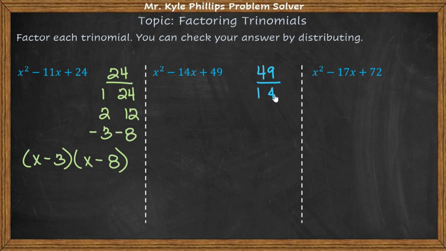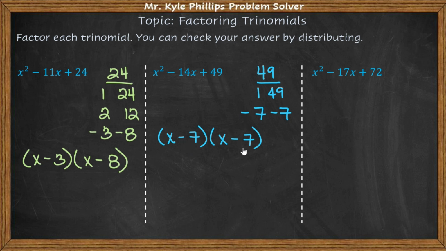1 and 49. Can I combine this in any way to get 14? No, not really. All right, so the next multiple is going to be 7. So 7 times 7 gives me 49, and now I need to combine them to create negative 14. So each of these is going to be negative. Negative 7 plus negative 7 is the negative 14. So here I would have x minus 7 times x minus 7.